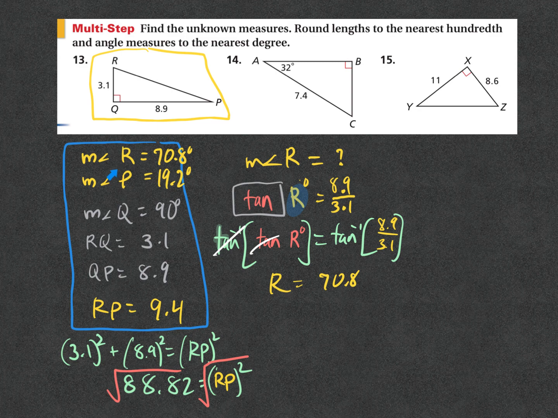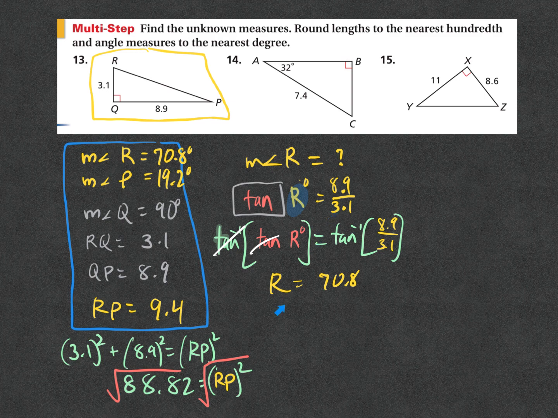Now what about the angles? How can we find angle R? Well, if we were at angle R, look at the sides that we know. This is the opposite side of angle R, opposite and adjacent. So opposite and adjacent, that's TOA, SOHCAHTOA, that's the tangent ratio. So tangent of angle R is the opposite side over the adjacent side.